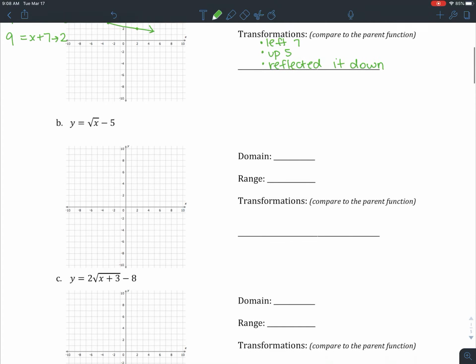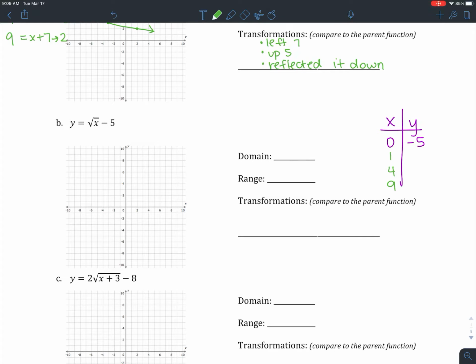Okay, next problem. Here, luckily, our radical only has x, so it makes it a little bit easier when we go to make our table. Our starting point is 0, -5. I don't take the opposite of that. I just take it as is because it's not inside the radical. And then because my radical doesn't have another number in it, I'm just going to list my first 4 perfect squares.